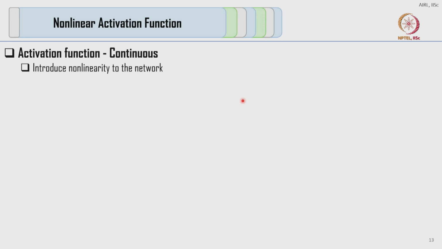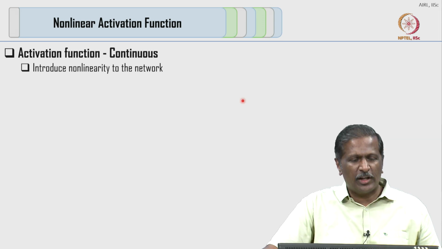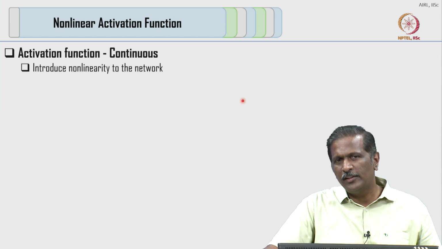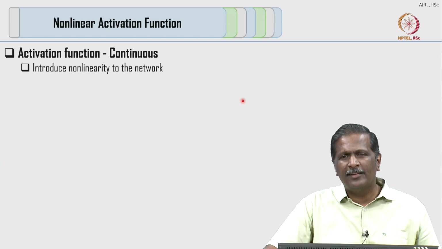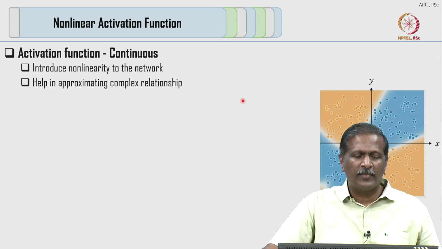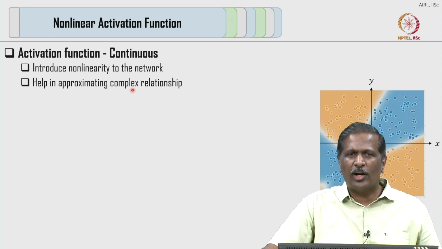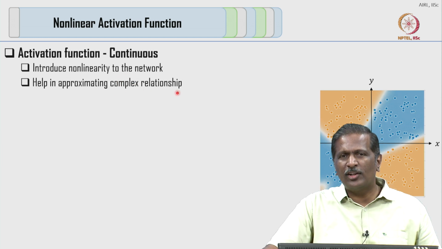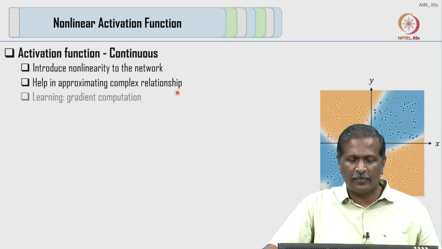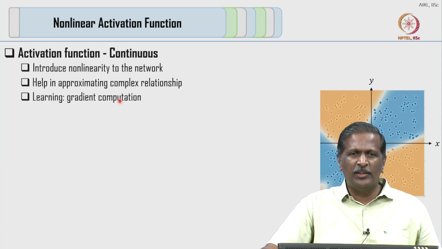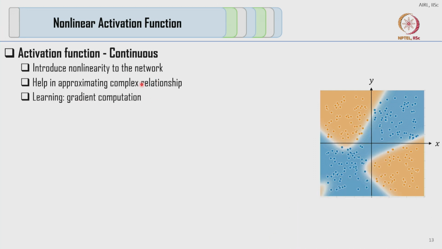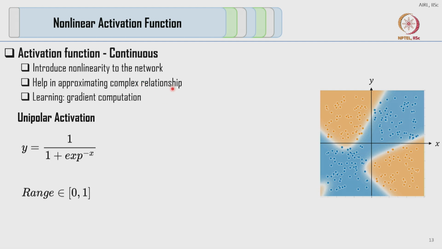Let us look at different activation functions which are continuous in nature, which are often used in neural networks. They were introduced to approximate the nonlinearity, and they also help in learning complex relationships, right. Whenever we use these activation functions, we use gradient computation to learn them. We will talk about it in a subsequent lecture when I explain what gradient computation is.